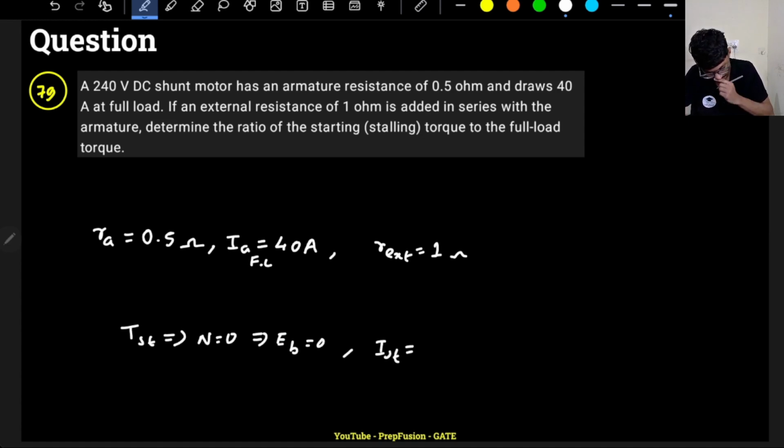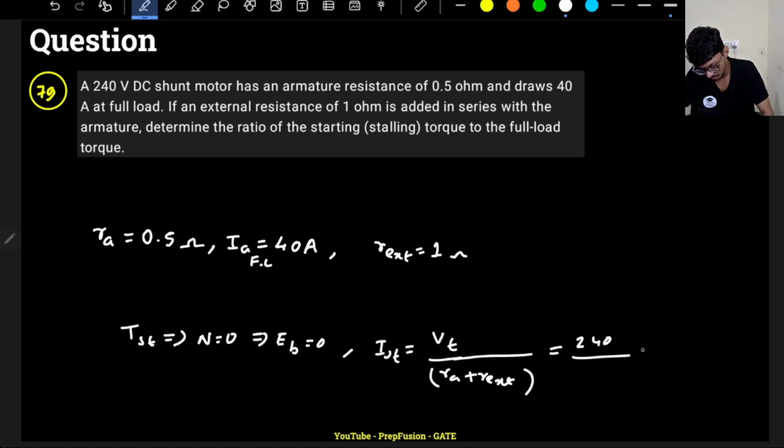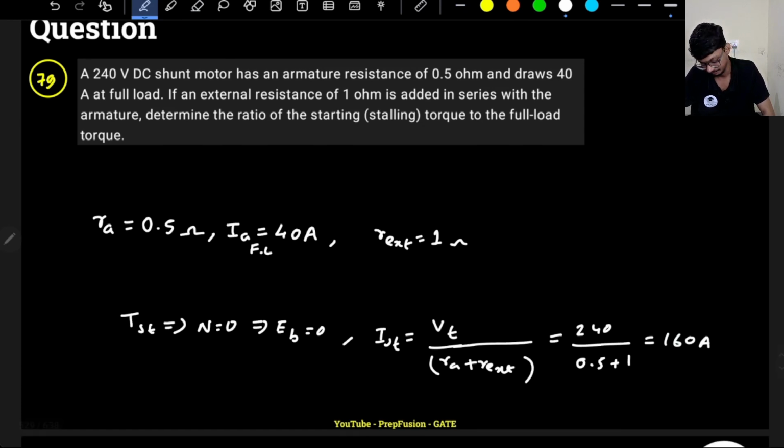I starting will be simply equal to the voltage Vt upon Ra plus R external, because there is no back EMF. So this will be equal to Vt is 240, Ra is 0.5 plus R external, that is 1, so 1.5. So 160 amperes will be the starting current.